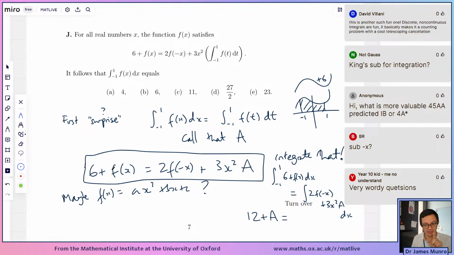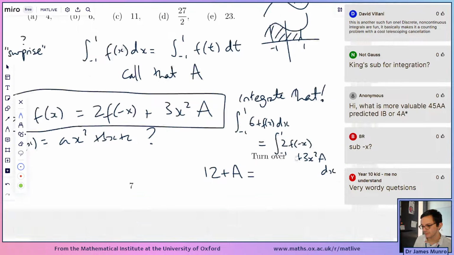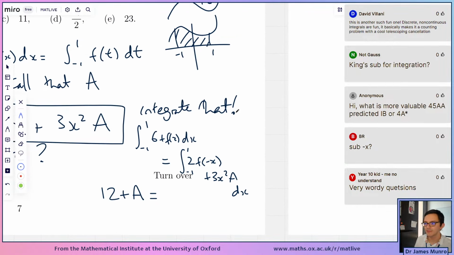If you integrate this thing, then f gets integrated and it becomes the A that we were already talking about. On the right-hand side, I've got the integral from -1 to 1. I've got things like f of minus x, but that's okay. Because the interval is symmetric, -1 to 1, f of minus x means flip it in the y-axis. And if I flip it, I'll get the same area underneath. So this is 2A plus, and then I've got to actually do some work.